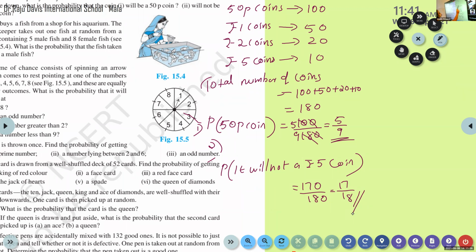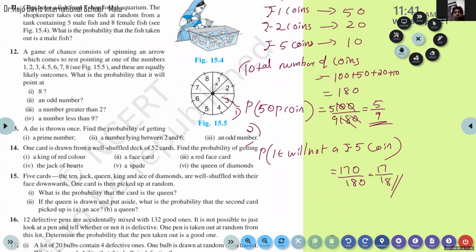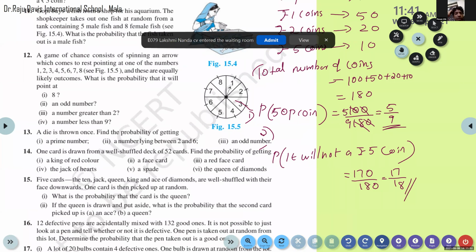All are simple questions. Now, do we need to write a very big lengthy question? Right.